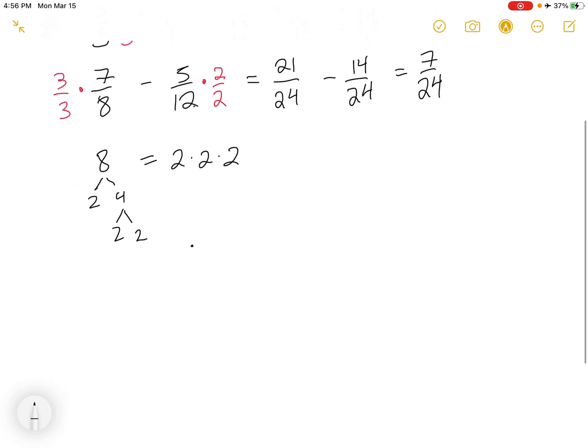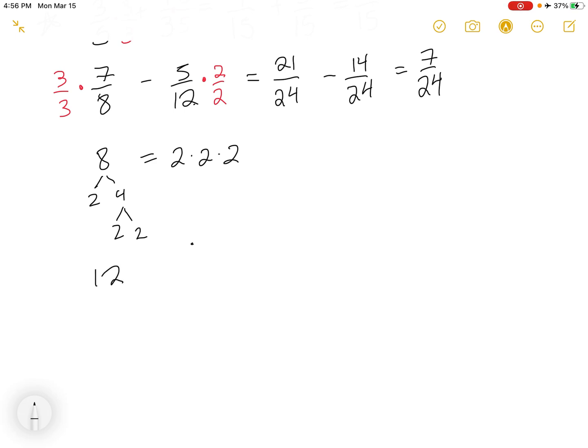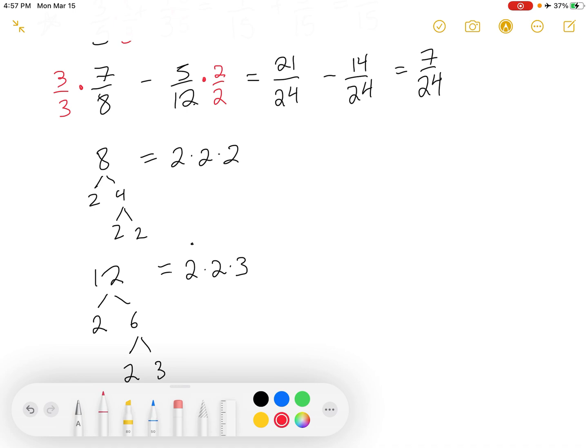Okay, 12 is 2 times 6 and then 2 times 3. So 12 is 2 times 2 times 3. Okay, now this was something that you looked at in 10C, but I know it's been a while, so we'll just recap. To get a least common multiple, you have to have every single prime present from each prime factorization. But if they share primes, you don't have to repeat them.